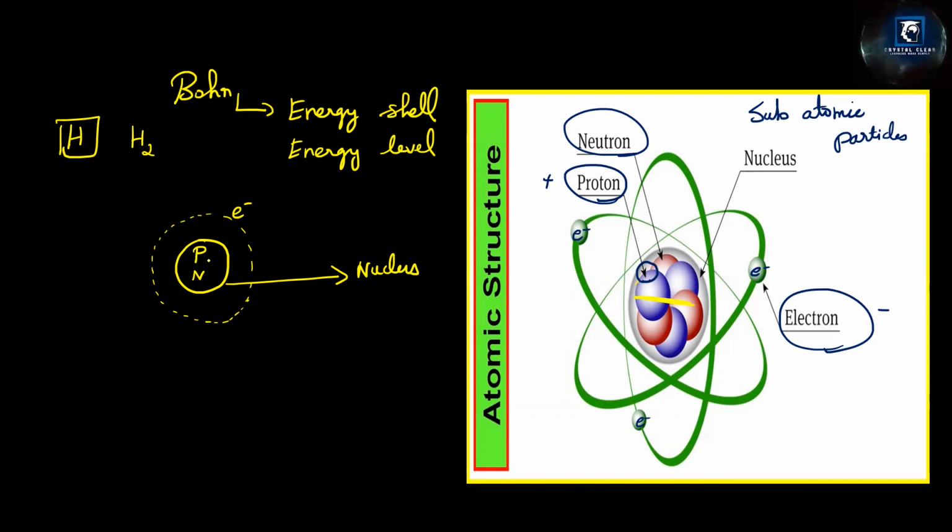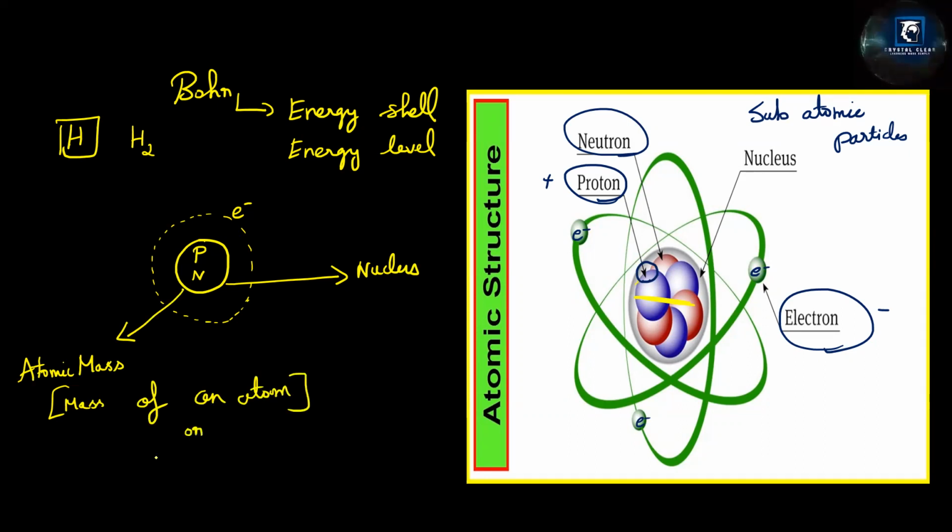This proton and neutron will be inside the nucleus, and that gives you, let me write here, the mass. What mass? Atomic mass, or the mass of an atom. You can otherwise call it the mass number, and it will be denoted by the letter A. This is another important thing. Later in higher classes, they'll be asking you to solve or calculate the mass number.